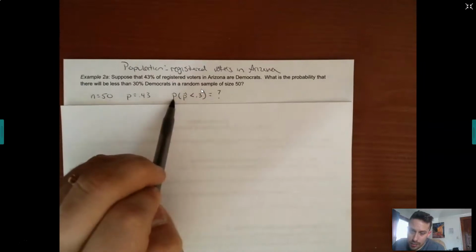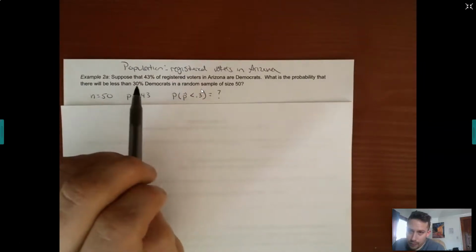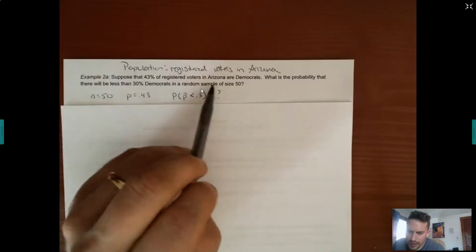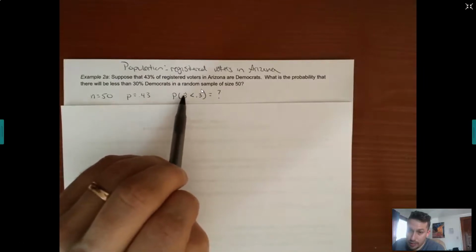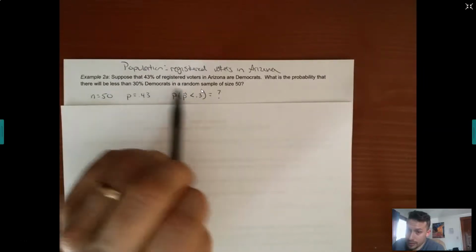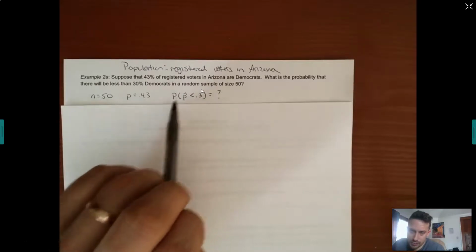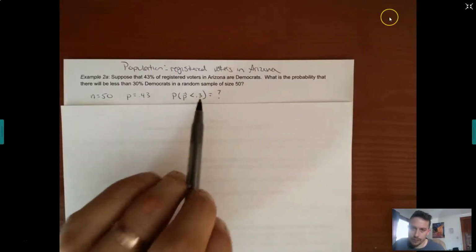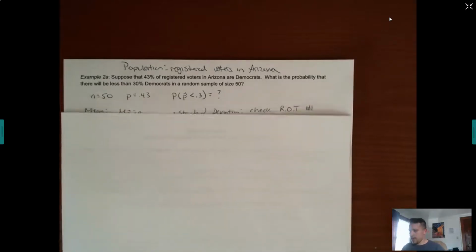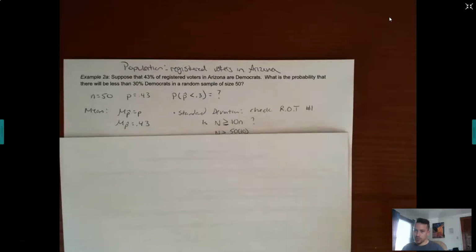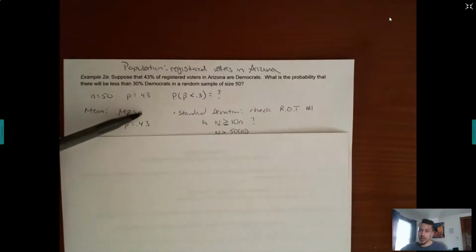And it says, what is the probability that there will be less than 30% Democrats in a random sample of size 50? So what's the probability that our sample proportion will be less than 30%, or 0.30, same thing. That's really what we're finding. So we need to use a normal distribution to solve this. So we're going to first see, can we use a normal distribution and the standard deviation formula. So again, the mean of the sampling distribution for proportions is the same as P, which is 0.43. So it's kind of a given.